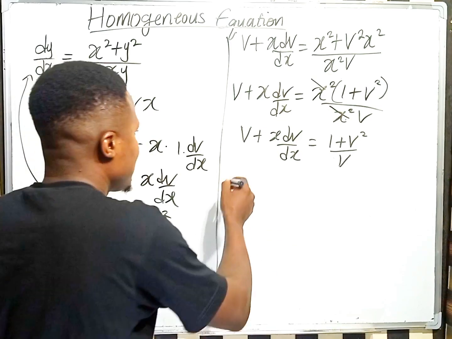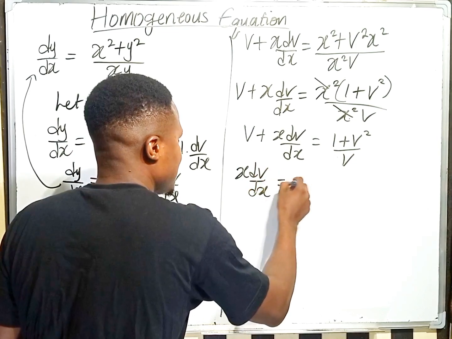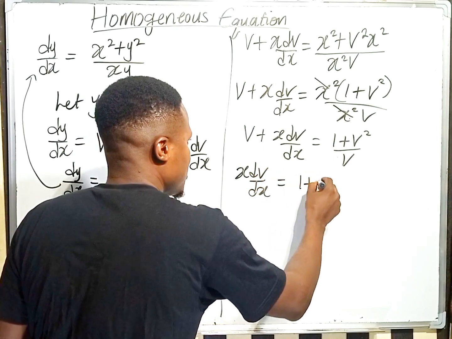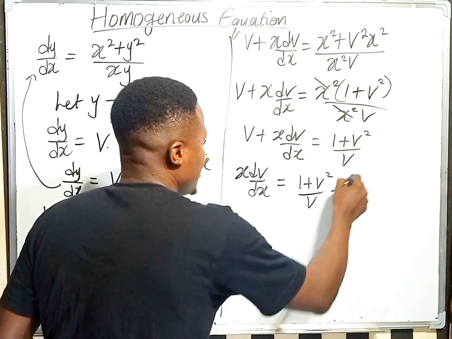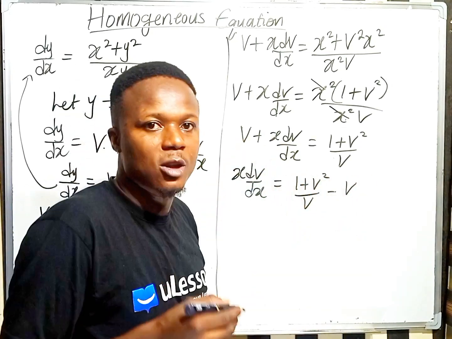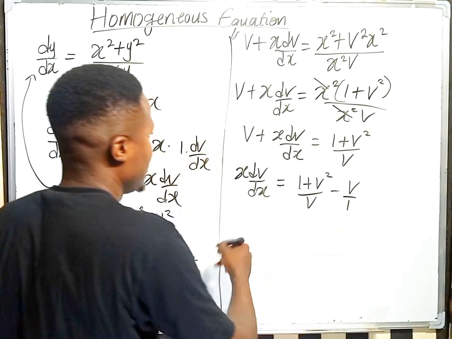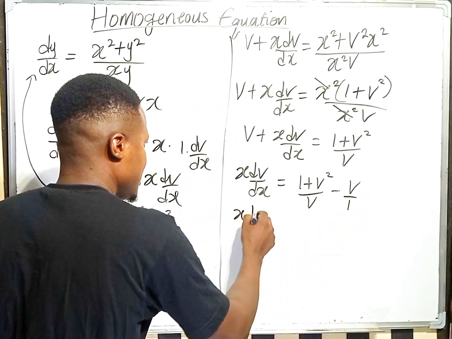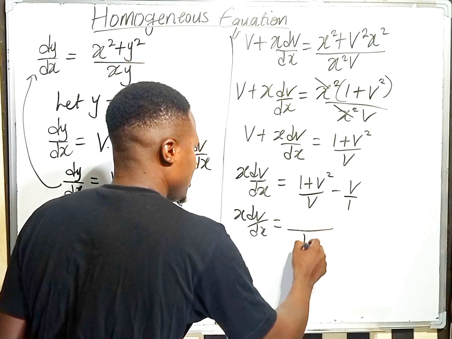If I move it to the right hand side, I'll have x dv/dx equal to (1 + v²)/v − v, because it is positive here, coming here it becomes negative. You can call it over 1. So x dv/dx becomes, the LCM is v.